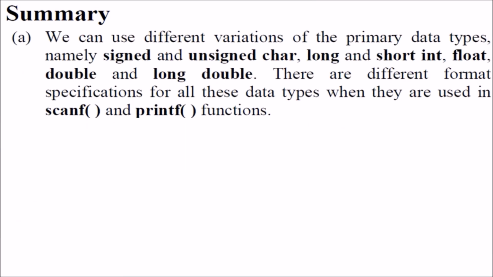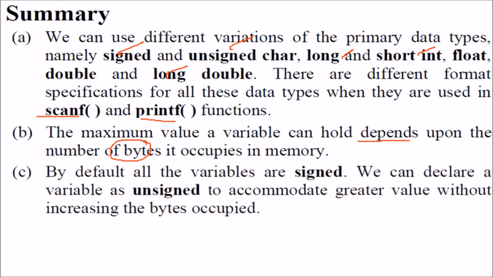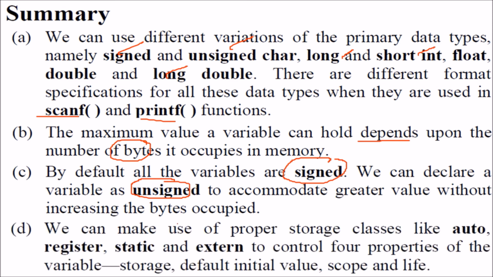So let us summarize. We can use different variations of primary data types: signed, unsigned, long, short, float, double, long double. They have different format specifications to print in scanf and printf. The maximum value a variable can hold depends upon the number of bytes it occupies in memory. By default, all the variables are signed. You have to specifically give unsigned if you want to increase the range. We can use various storage classes like auto, register, static, extern, and they all are governed by the 4 properties: storage, default initial value, scope, and life.